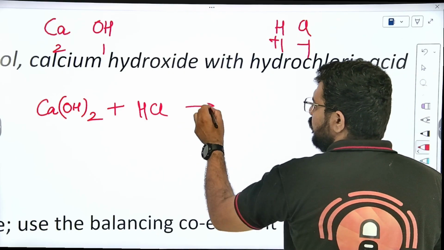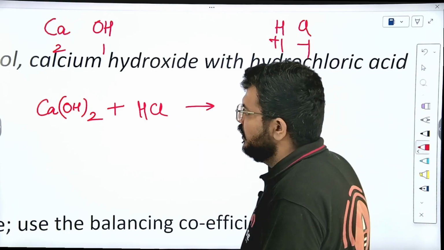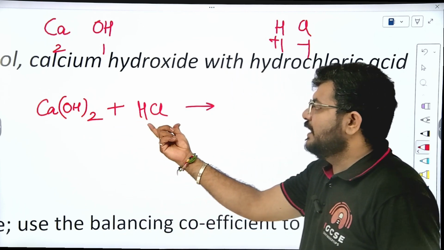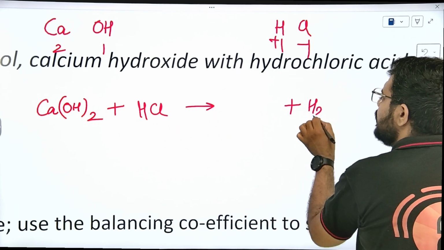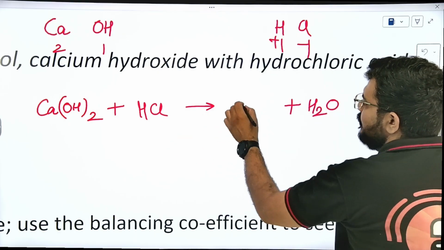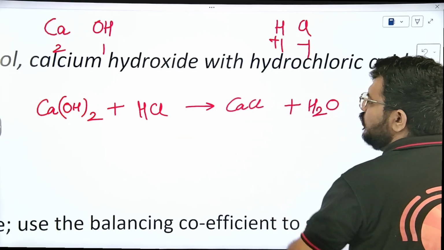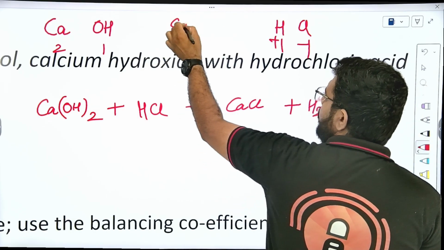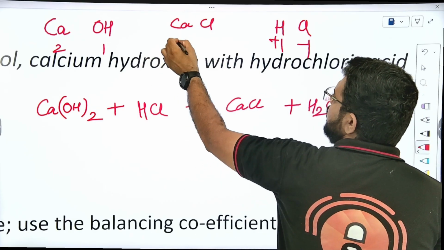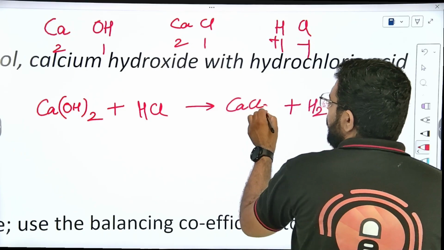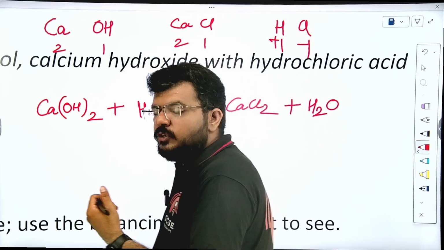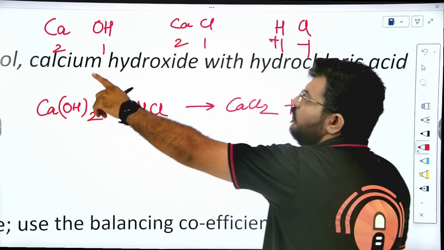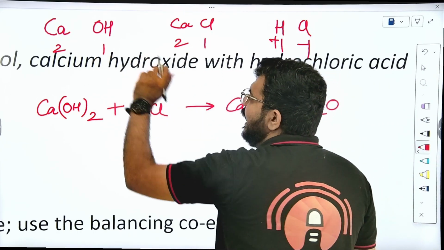But now, what are the compounds that form? This is a base, this is an acid. The compounds that form are salt and water. If I remove the hydrogen and oxygen, I am left with calcium and chlorine. But how do calcium and chlorine combine? So I have Ca and Cl. This has a valency of 2 and 1. So the compound should be CaCl2.